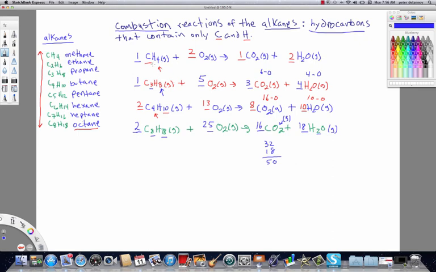Remember the rule of thumb: when the carbon is odd numbered, go directly to the CO2 and balance accordingly, then move to the water, come back to the oxygen last. For the even numbered ones, automatically put a 2 in front of the compound, then you go to the CO2 and balance accordingly, move to the water, balance accordingly, and come back to the oxygen last.